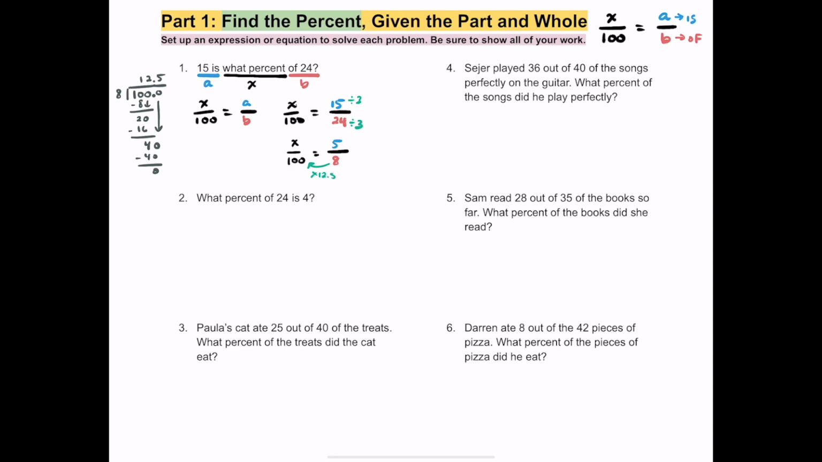So times 12.5. That means that 5 times that same number, 12.5, is going to get us the value for x. So going ahead and multiplying 5 times 12.5, or 12.5 times 5. Go ahead and multiply those decimals together. 5 times 5 is 25, carry the 2. 5 times 2 is 10, plus 2 is 12, carry the 1. 5 times 1 is 5, plus 1 is 6. So we get 62.5. So we find out x is equal to 62.5. And so we know our percent, because it says what percent. We know our final answer will go with 62.5%. That will be the answer for number 1.